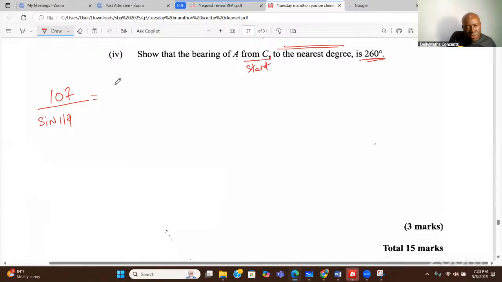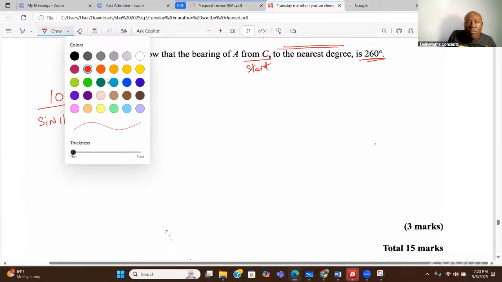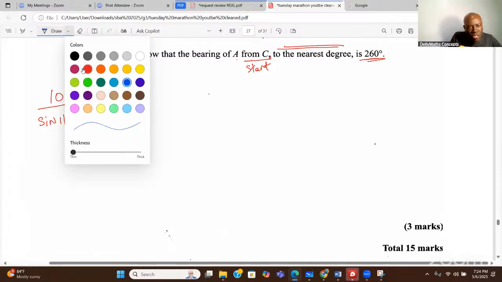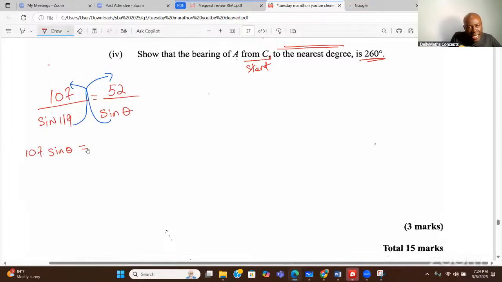This is equal to 52 divided by the sine of the angle that I want in the triangle. And from here, we don't want to overstress, cross multiply. In other words, we could simply take this, cross multiply there, take this one, cross multiply, set it up, let them be equal, and move forward. So 107 times the sine of the angle that I don't know is equal to 52 times the sine of 119.